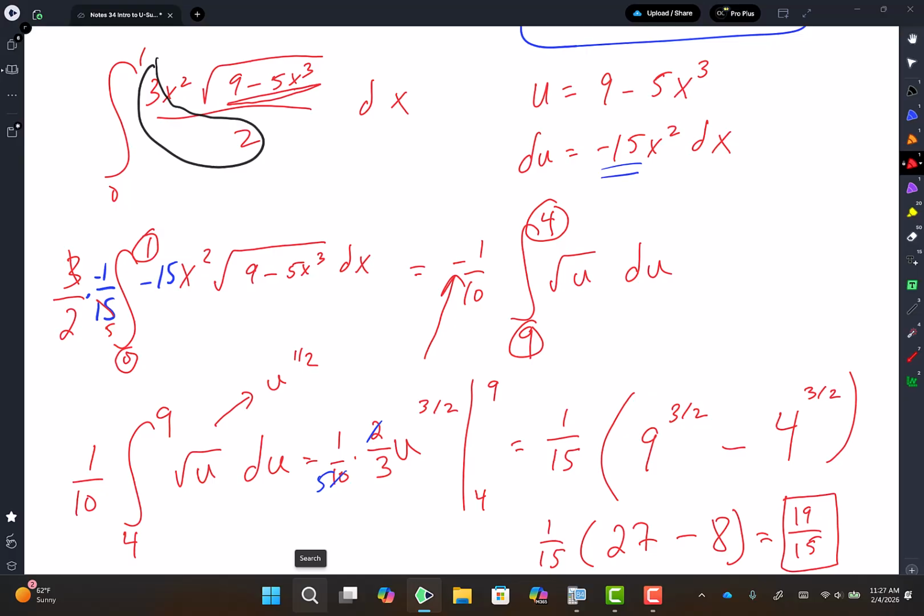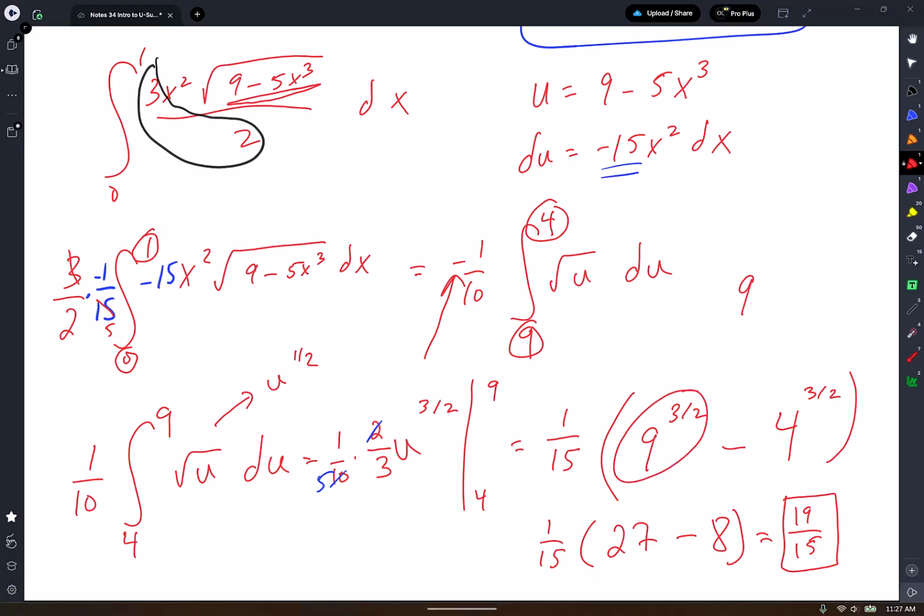Yeah, this 9 to the 3/2 means this: the cube of 9 and then the square root, and it doesn't matter which one you do first. This is equivalent to saying this: the square root of 9 raised to the power 3.